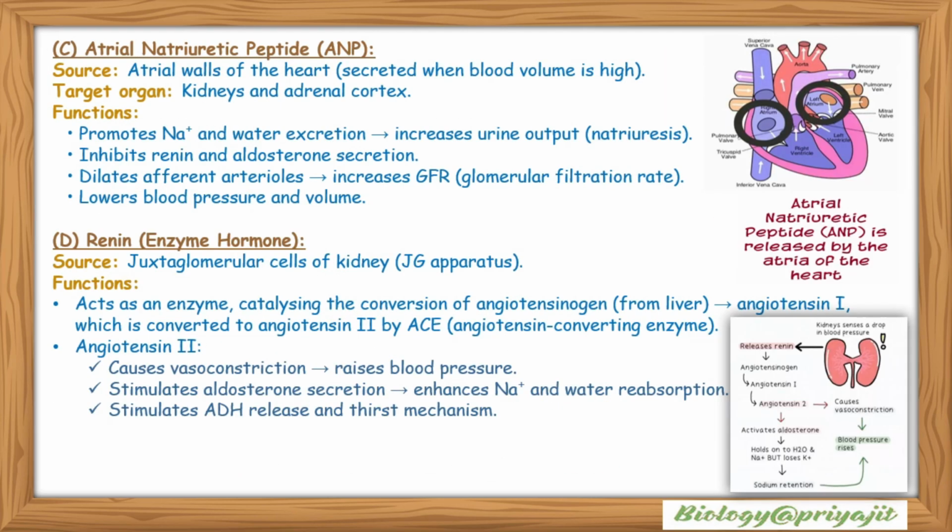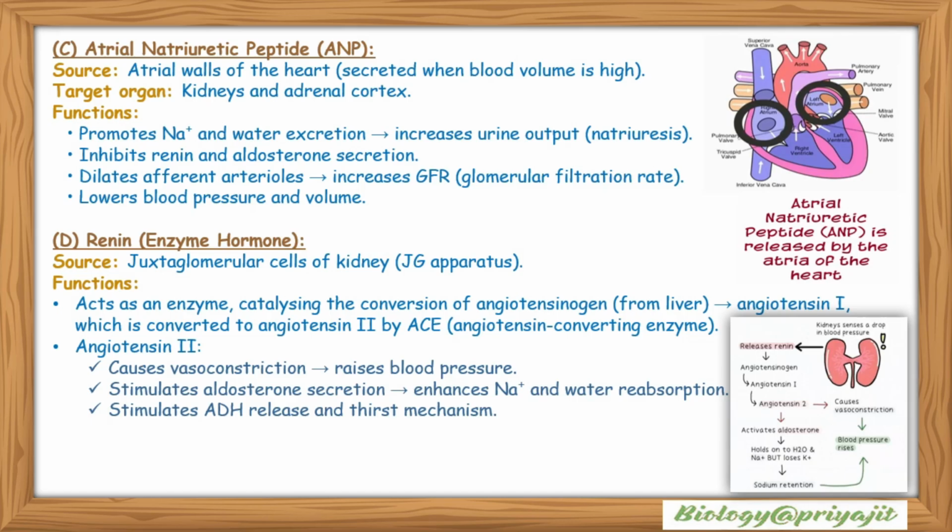Atrial natriuretic peptide or ANP, source: atrial walls of the heart, secreted when blood volume is high. Target organs: kidneys and adrenal cortex. The functions of this protein hormone include: it promotes Na plus and water excretion, it increases urine output or natriuresis, it inhibits renin and aldosterone secretion. It also dilates afferent arterioles, increases GFR, glomerular filtration rate, and it lowers blood pressure and volume.